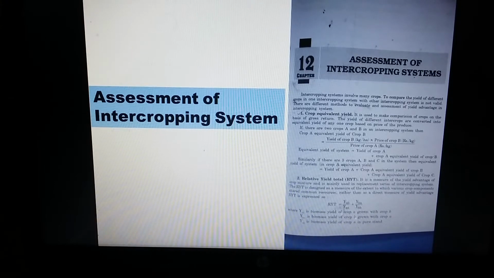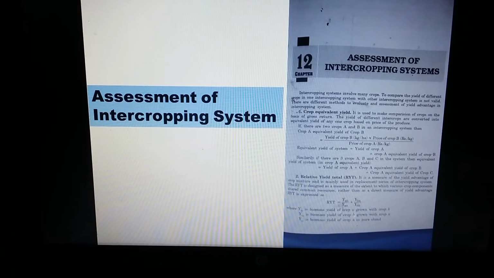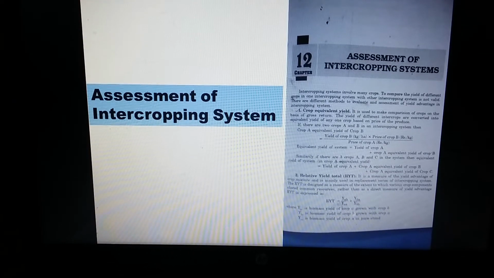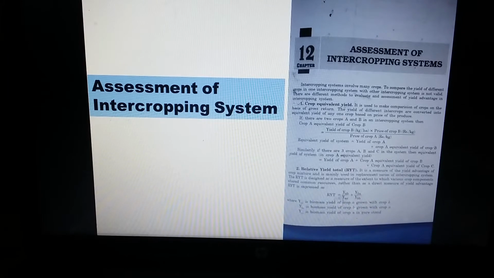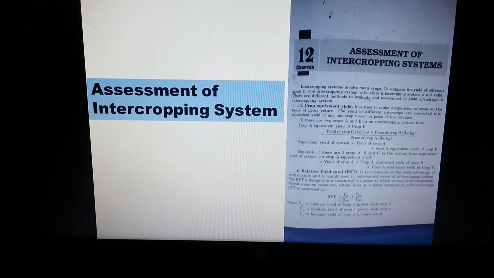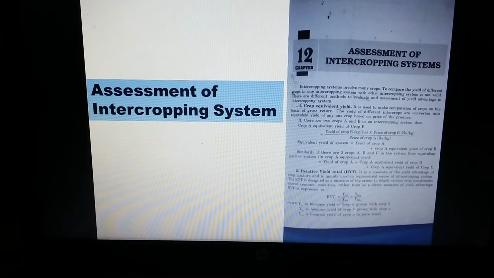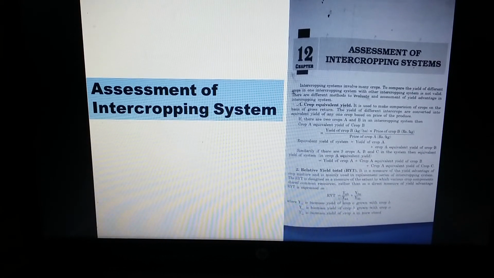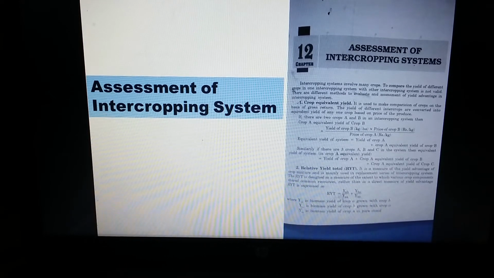I am going to the next point, that is relative yield total. Relative yield total is a measure of yield advantage of a crop mixture, and it is mainly used in a replacement series of an intercropping system. It is designed as a measure of the extent to which the various crop components share the common resources, rather than as a direct measure of the yield advantage. Relative yield total is expressed as YAB divided by YAA plus YBA divided by YBB.